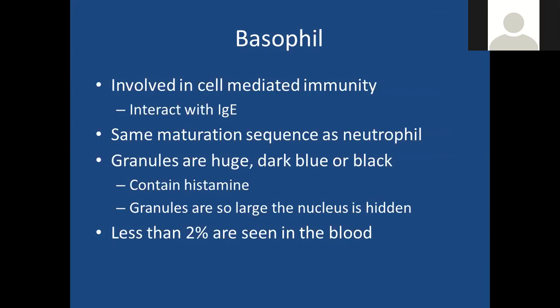All right, so our basophil is involved in cell-mediated immunity. It interacts with one of our immunoglobulins, IgE. And again, it has the same maturation sequence as our eosinophils and our neutrophils. And those granules are huge, dark blue, some might call them purple, you might describe them as black, it just depends on how you interpret the color. But they're so prominent, they will cover that whole cell. And they contain histamine. So they also respond with eosinophils in response to allergic reactions. They're kind of like a backup to the eosinophils.